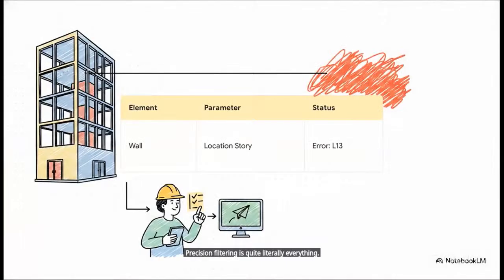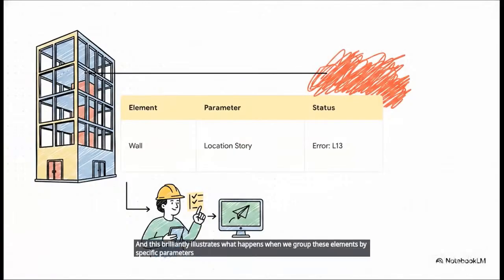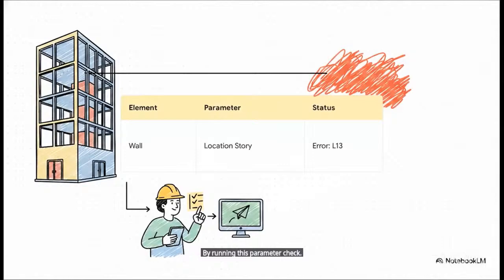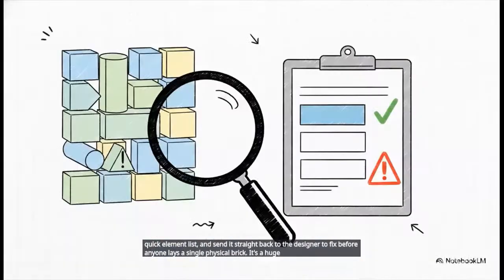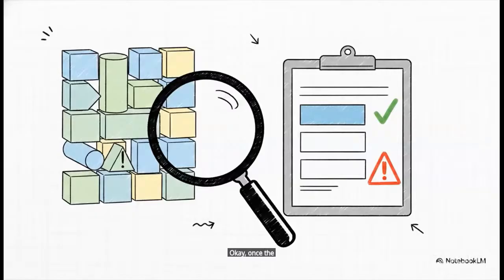And this brilliantly illustrates what happens when we group these elements by specific parameters. Let's say you group all your walls by a parameter called location story. Suddenly, boom, you spot a glaring error. A wall that physically belongs on a lower floor has accidentally been assigned to level 13. By running this parameter check, you isolate that mistake digitally, generate a quick element list, and send it straight back to the designer to fix before anyone lays a single physical brick. It's a huge save.